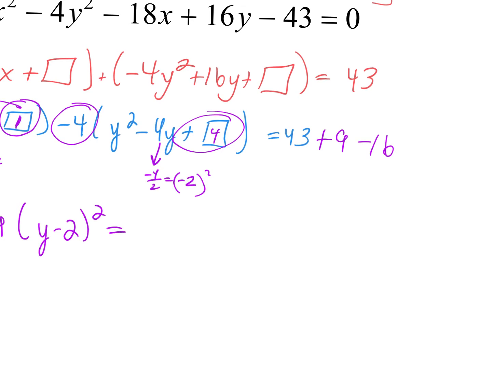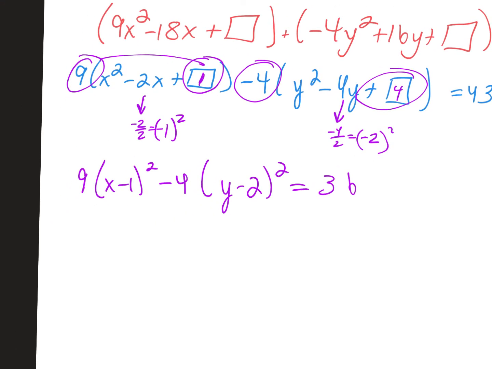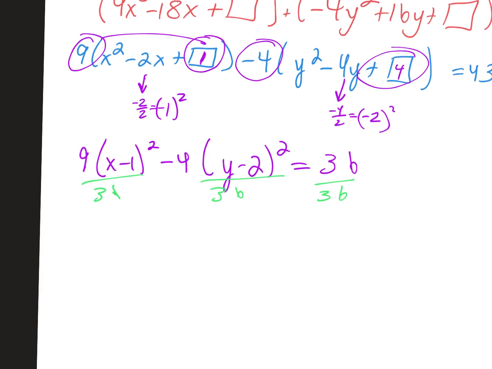So guys, simplify the right-hand side. What's 43 plus 9 minus 16? Close, Pablo, close. All right, is this the standard form of a hyperbola? It's close. What do I need to do? Divide everything by? Perfect. So this becomes (x minus 1) squared over 4, minus (y minus 2) squared over 9 equals 1.